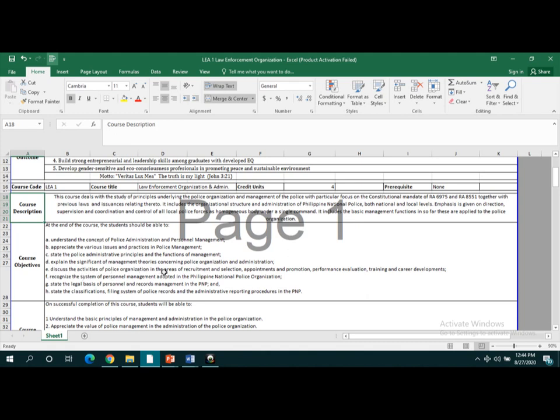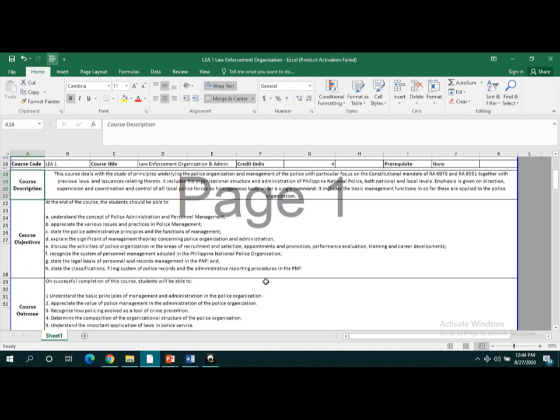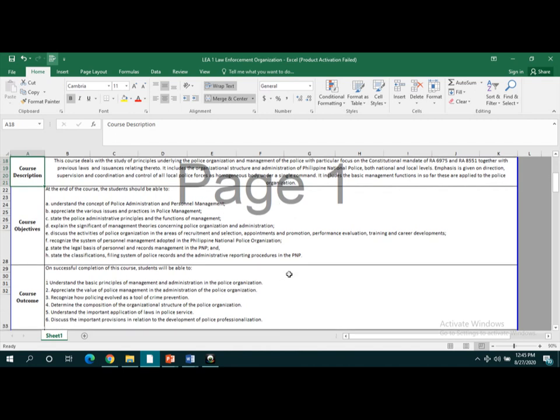E. Discuss the activities of police organization in the areas of recruitment and selections, appointment and promotion, performance evaluation, training, and career developments. So we will be able to know that in this subject. Letter F, recognize the system of personnel management adopted in PNP organization. G, state the legal basis of personnel and records management in the PNP. So the document handling, the evidence handling, as well as the proper recording management in the PNP. H. State the classifications, filing system of police records, and the administrative reporting procedures in the PNP.